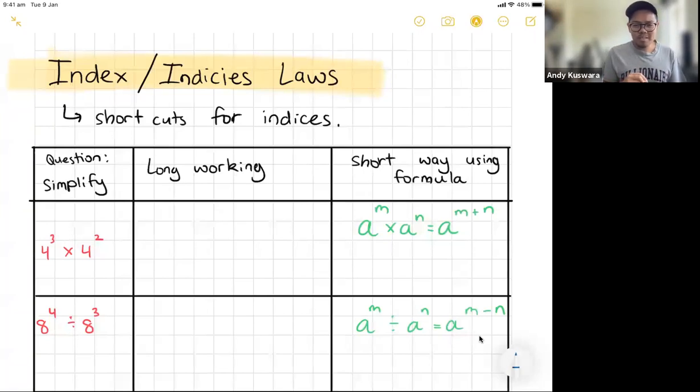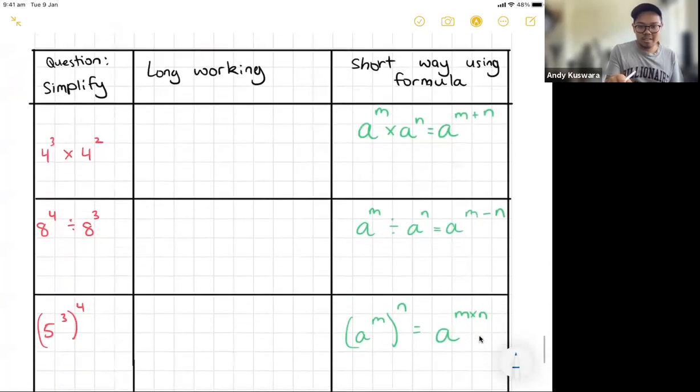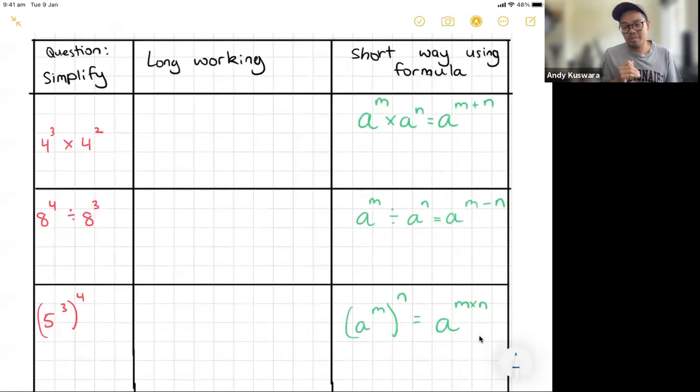Now, some of you guys are thinking, why do I want to learn this? Because I know you guys love shortcuts. They're called index laws or indices laws, whatever you want to call them, but they're basically shortcuts for indices. I'll show you the long working and the short working and how it all works. All the ones in green on the side are the formulas that I want you to write down. We're only doing 3 today. There's a couple more, but we're just sticking with 3.